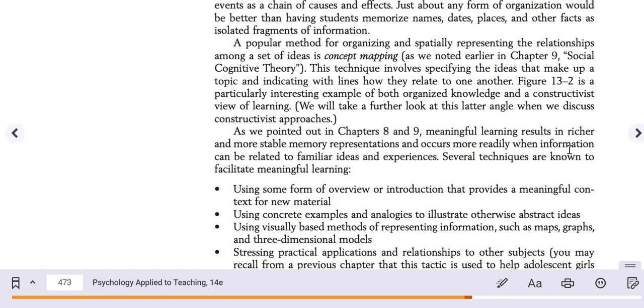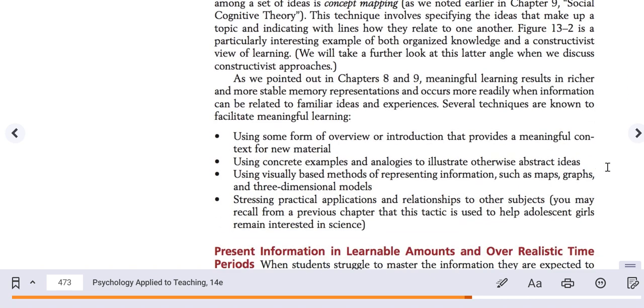Using visually based methods of representing information, such as maps, graphs, and three-dimensional models, stressing practical applications and relationships to other subjects. You may recall from a previous chapter that this tactic is used to help adolescent girls remain interested in science.